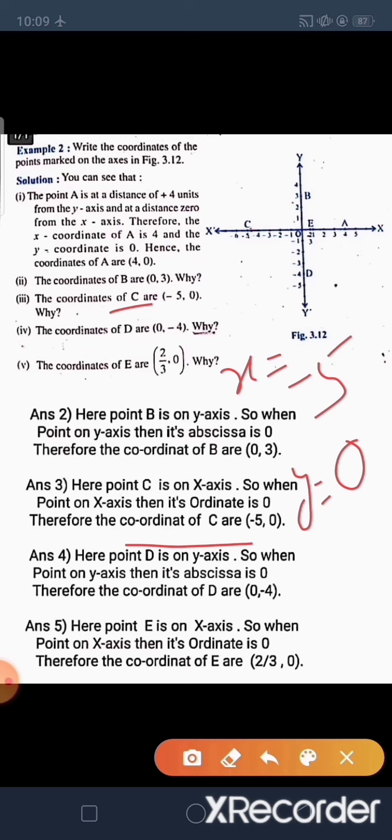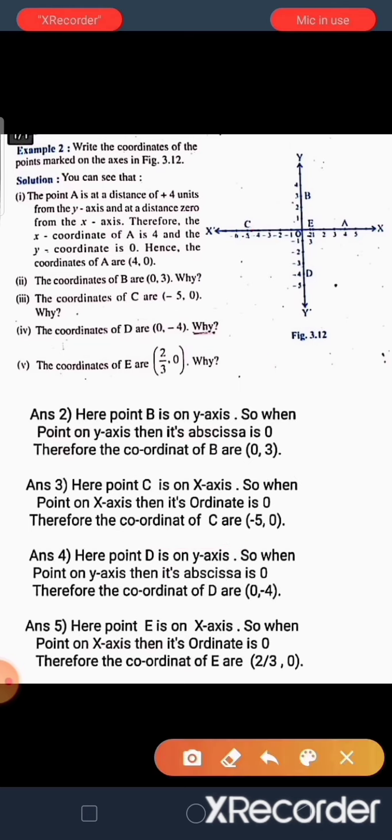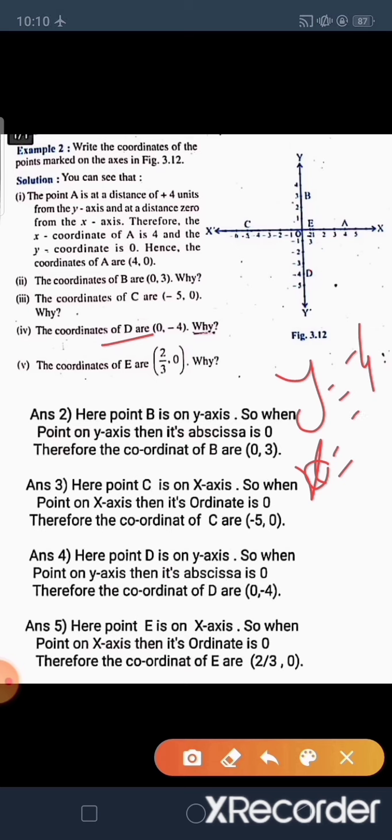Question 4, the coordinate of point D. Here point D is on the y-axis, but in the negative direction. When a point is on the y-axis, its abscissa is 0, and from the x-axis, the distance traveled gives the y coordinate as -4 and abscissa x as 0. So the coordinates of point D are (0, -4).